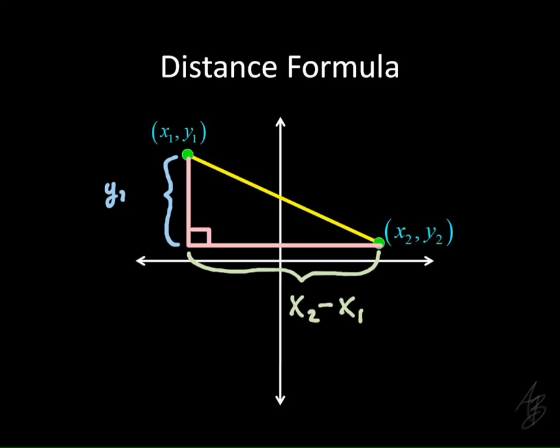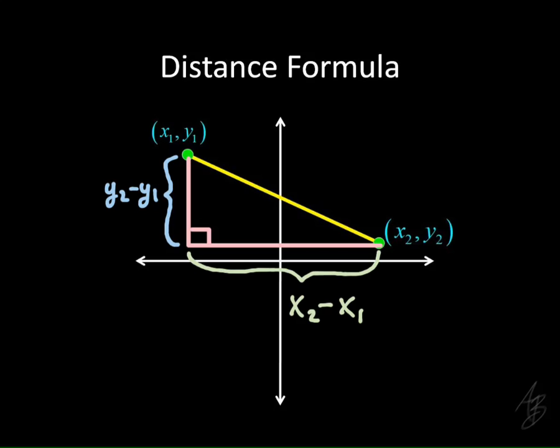Yeah, exactly. y2 minus y1. Now, in this particular case, y1 is actually bigger than y2. So if we plugged in the numbers that we had, for example, in that last example, we would end up with a negative number here. But what's the next thing we're going to do? Square. We're going to square it. What happens when you square a negative number? It becomes positive, doesn't it?